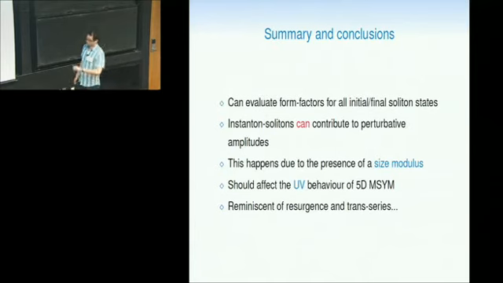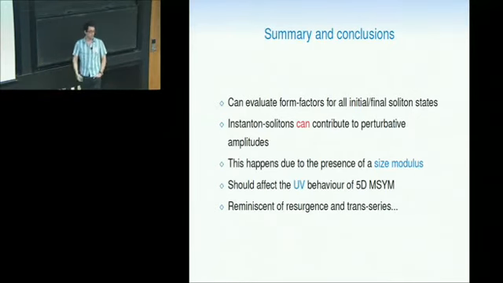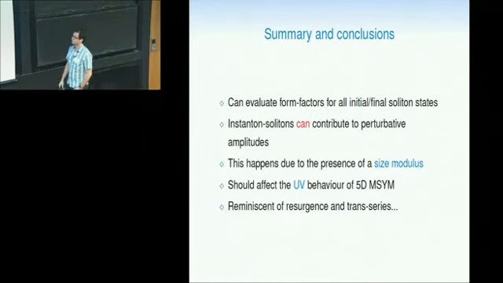So with that, I'll start summarizing and concluding. We can evaluate these form factors for all initial and final soliton states. Even though I just gave you one example, the list is quite long but comprehensive. And as such, you can draw the conclusion that instanton-solitons in 5-dimensional maximally supersymmetric Yang-Mills actually can contribute to perturbative amplitudes. This happens crucially because of the presence of a size modulus for these solitons.